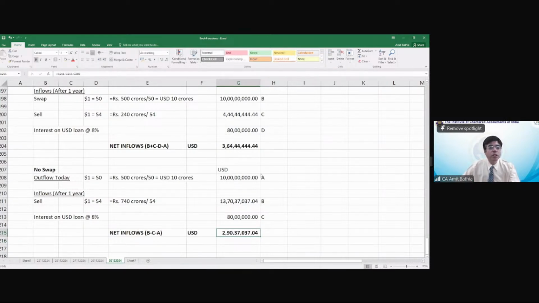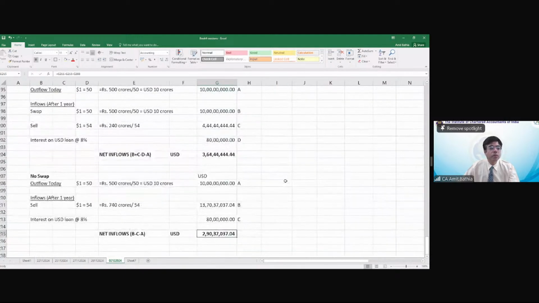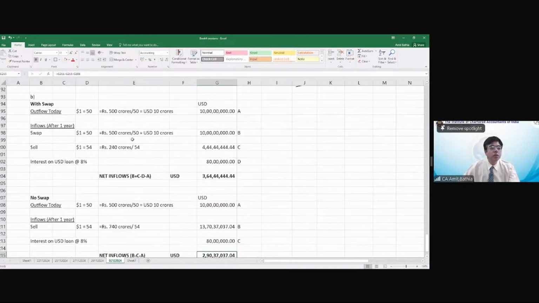Given the two options, which one would you opt for, swap or no swap? Yes, do the swap. With swap, your inflow is 364, 3 crore 64 lakhs. Without swap, 2 crore 90 lakhs. So which option is better? Swap. We are talking about inflows, not outflows.